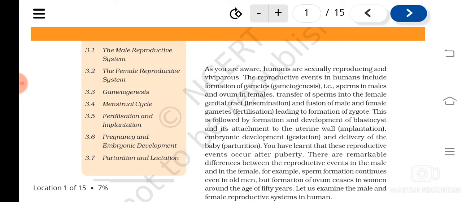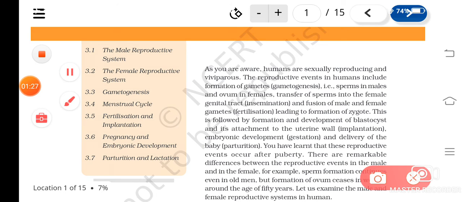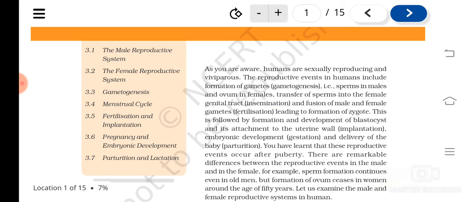Then the second is transfer of sperms into the female genital tract. That is also known as insemination, isn't it? So what is insemination? The transfer of sperms into the female's genital tract. Then the third event is the fusion of male and female gametes, isn't it? That is known as fertilization.